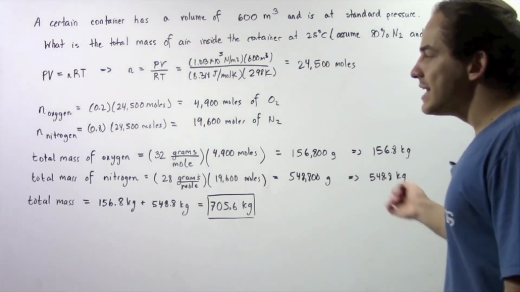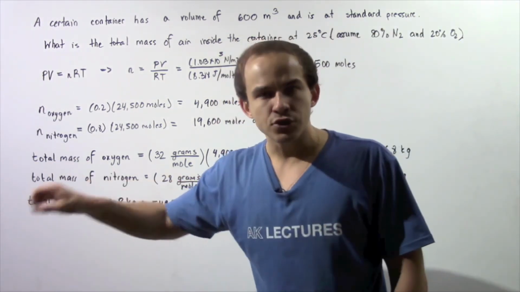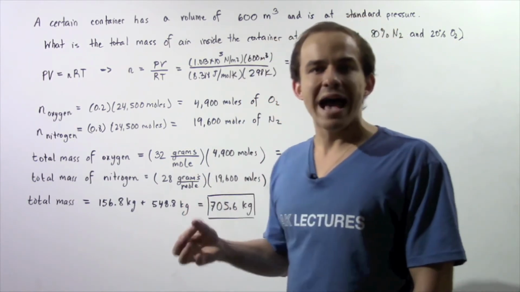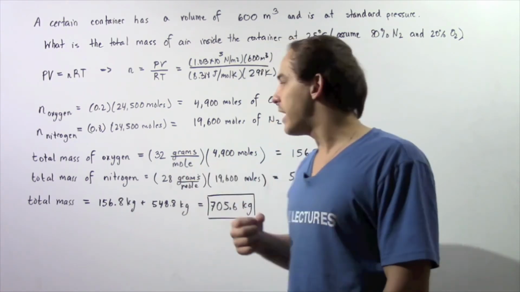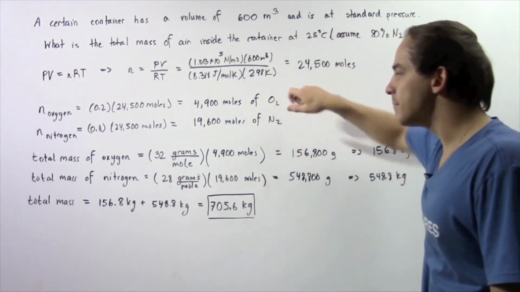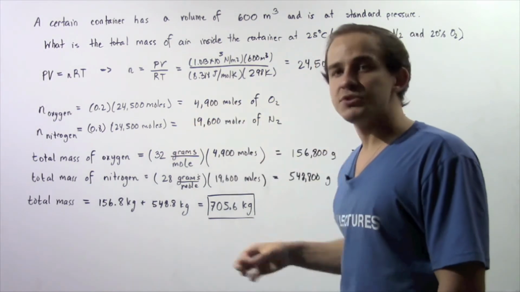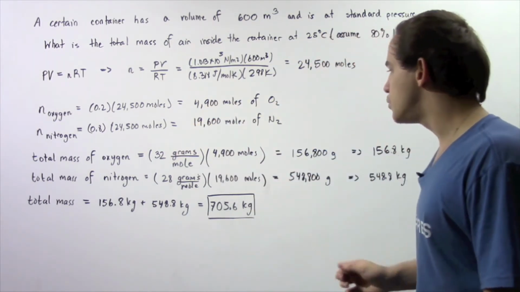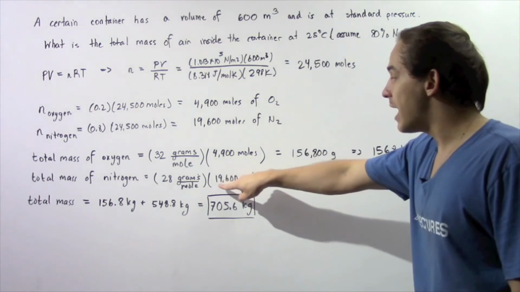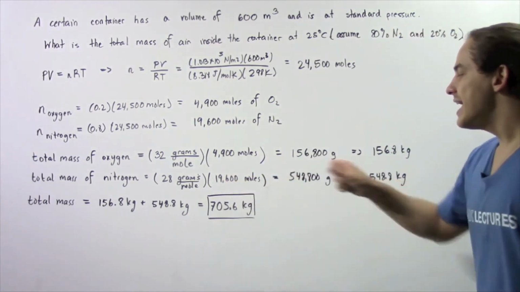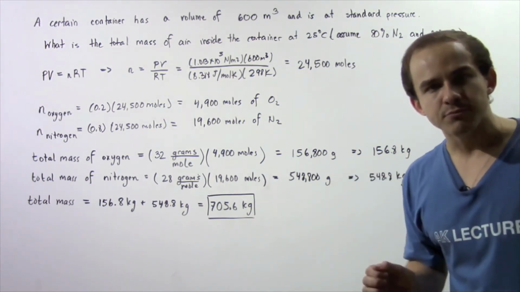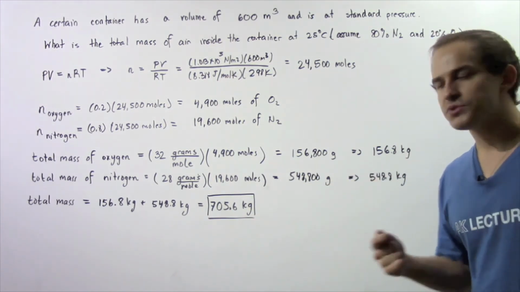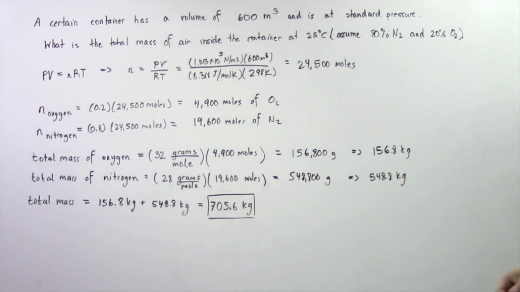156.8 kilograms. Now, to find the total mass of nitrogen, we find the grams per mole of nitrogen, which is 14, and multiply that by 2 because we want diatomic N. So 28 grams in 1 mole of diatomic nitrogen multiplied by 19,600 moles is equal to 548,800 grams. So we convert this to kilograms and we divide by 1,000, we get 548.8 kilograms.